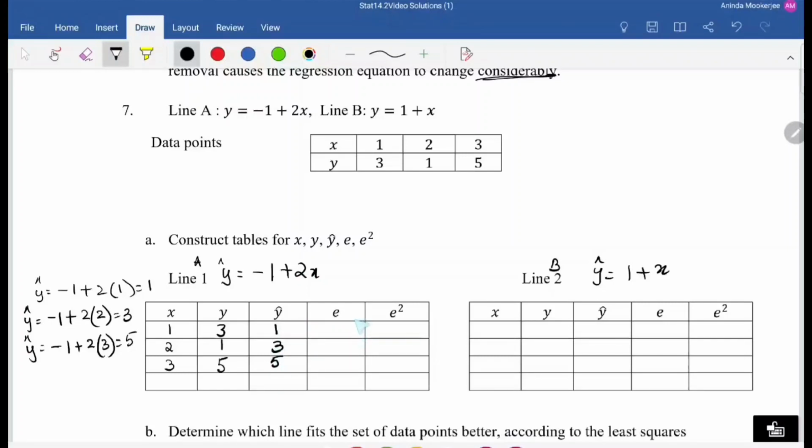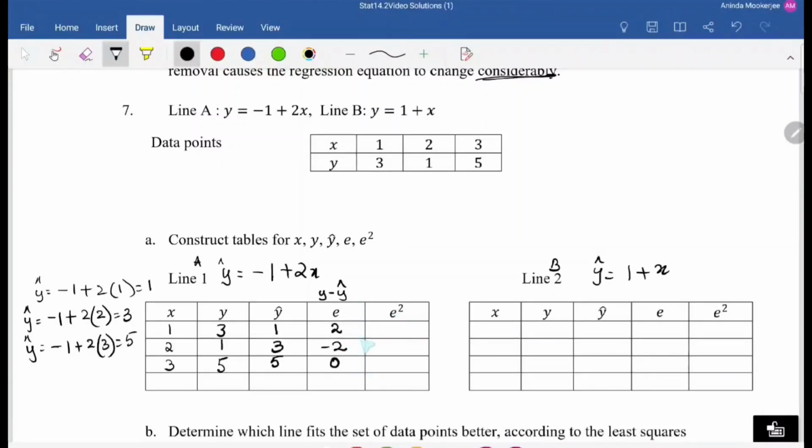Now we have to calculate E. E represents error, which is the distance between the actual y value and the predicted y value. So you can write the formula for E. It's y minus y hat. So 3 minus 1 is a 2. 1 minus 3 is a negative 2. And 5 minus 5 is a 0. So we got all our E values.